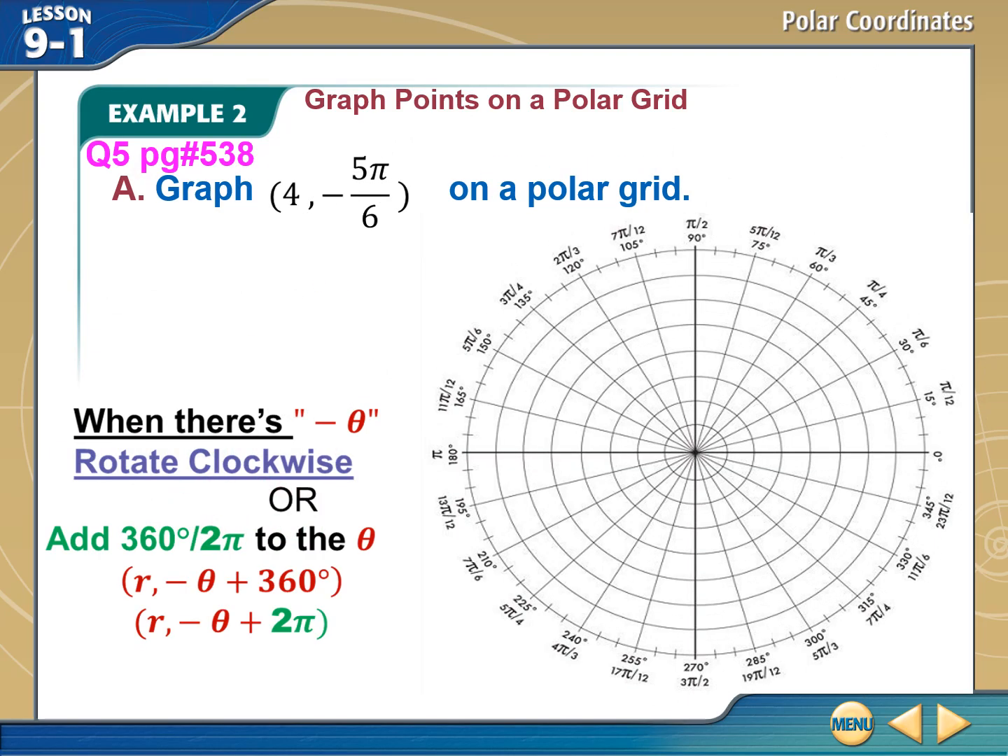Okay, let's see this one. -5π/6. First of all, -5π/6 means, in degrees, let's check what it means. 5π/6 in degrees means what? Try to find out. Yes, here it means 150 degrees, right?